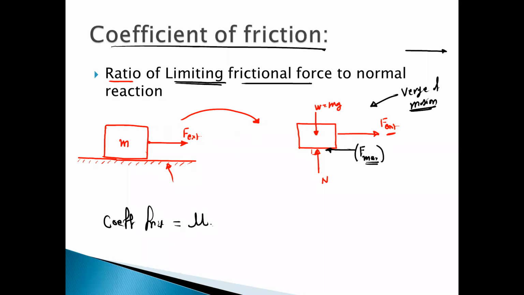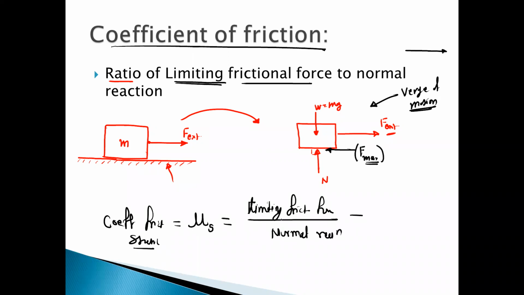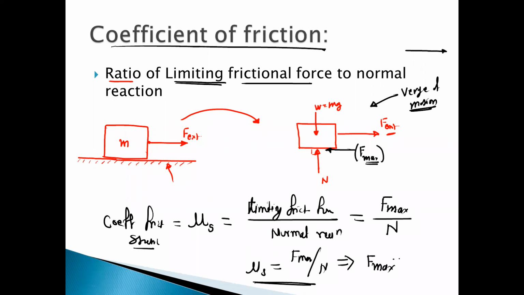The coefficient of friction is represented as mu, and it is mu s for static friction. So I will write here, this is the coefficient of friction for static condition, and it is equal to the ratio of limiting frictional force to the normal reaction. Limiting frictional force is nothing but the F max value and the normal reaction is capital N. So this is your static coefficient of friction, F max upon normal reaction. From this equation we get the equation for F max, which is equal to mu s into normal reaction.